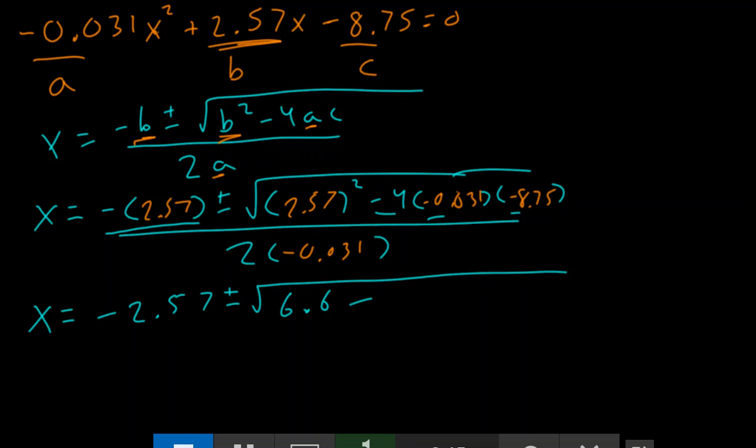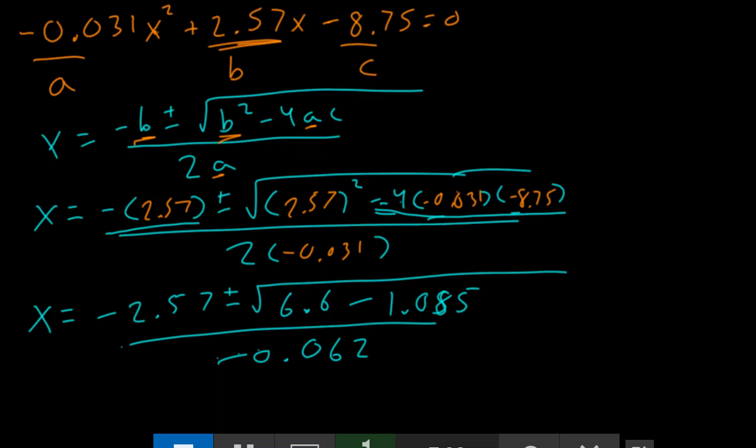And let's see. And then we have 4 times 0.031, which is a very small number, 0.124, and we multiply that number times 8.75, and this is going to give us minus 1 point. When I multiply those three numbers together, I get negative 1.085. All over 2 times negative 0.031 will simply be negative 0.062.